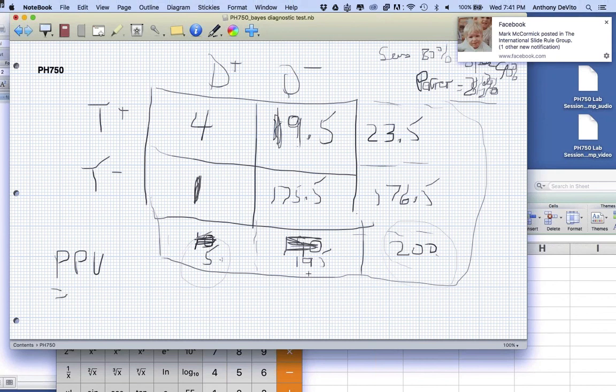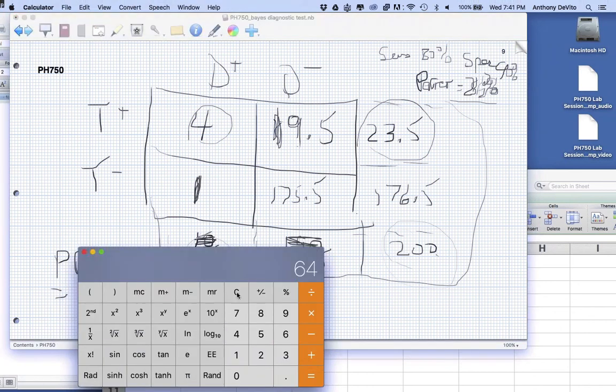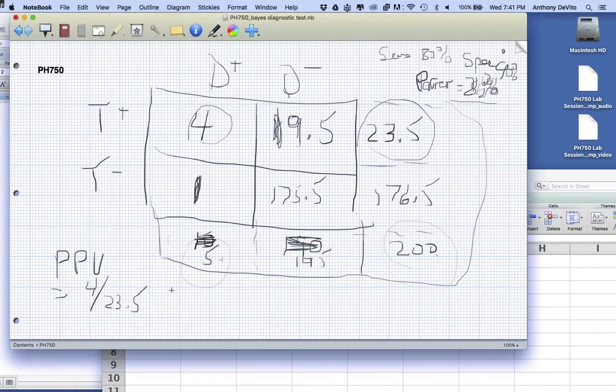So now looking at this, what's the positive predictive value in this case? It's going to be how many people tested positive? 23.5 people tested positive. 4 of them had the disease, 19.5 didn't. So the positive predictive value was only 4 over 23.5, which is only 17%. So if you test positive, same test we did before, the probability you actually have the disease is only 17%.